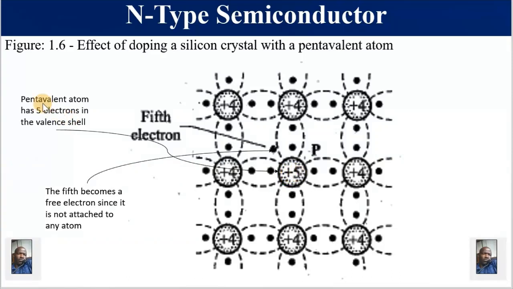So we are saying pentavalent atoms have got 5 electrons in their valence shell. This we have seen 1, 2, 3, 4, 5. And we are saying the 5th electron, which is this one, becomes a free electron since it is not attached to any atom. So this is how N type semiconductor is formed. N stands for negative, which comes from the availability of excess free electrons.